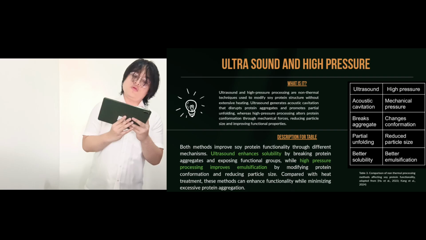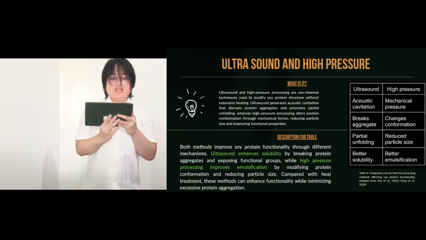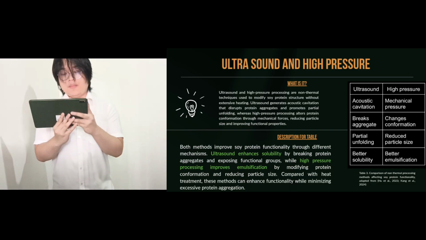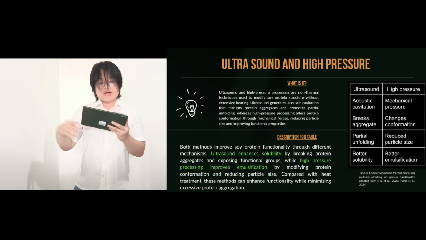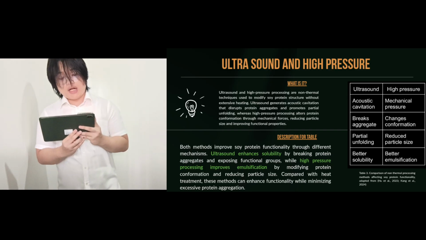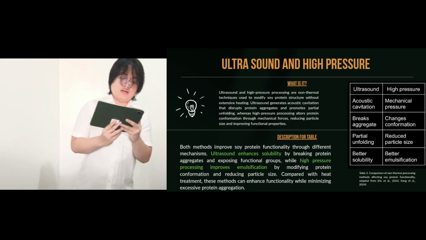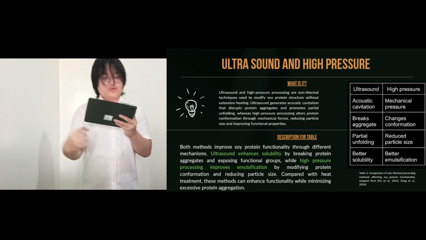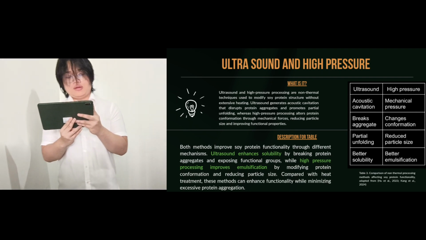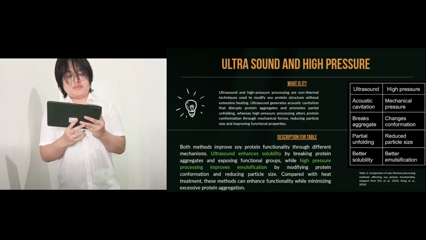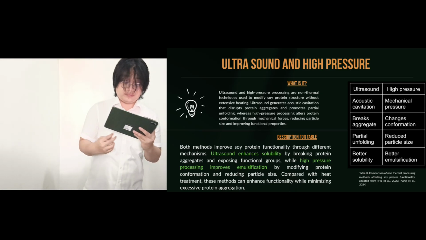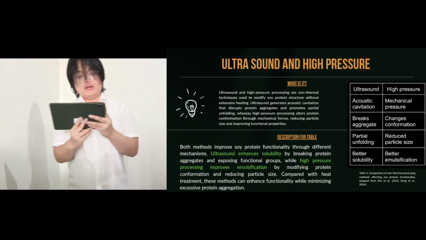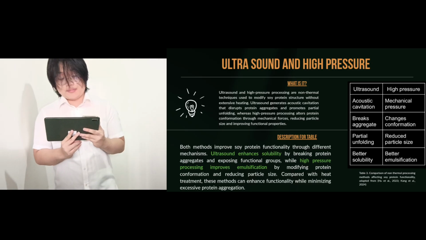So ultrasound works through acoustic cavitation, where tiny bubbles form and collapse, generating forces that break protein aggregates and promote partial unfolding. High pressure processing works differently. It uses mechanical pressure to alter protein conformation and reduce particle size. Both methods improve soy protein functionality, but through different mechanisms. Ultrasound is particularly beneficial for solubility, while high pressure processing often enhances emulsification. Compared with traditional heat treatment, this method can preserve protein quality while still improving functionality, of course.